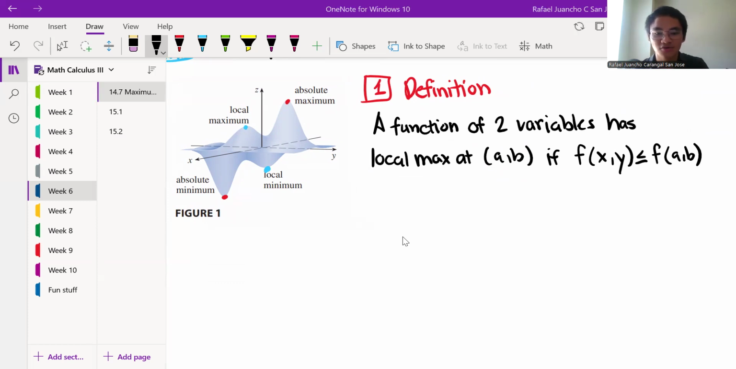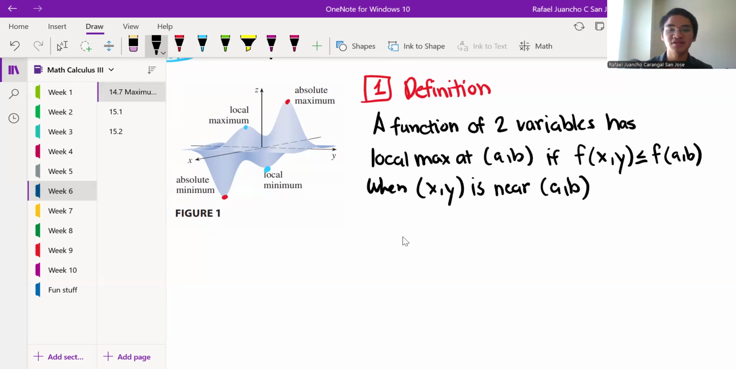This means, oh, I haven't completed it. When (x,y) is near (a,b). So we're saying at points near my (a,b), if those points are less than or equal to my (a,b), then we have a local max. We have a couple of points here, a couple of points here. Those are my (x,y)'s, and my blue point is my (a,b). These (x,y)'s are near (a,b), but (a,b) is greater than or equal to these points. And so we say that's a local maximum.